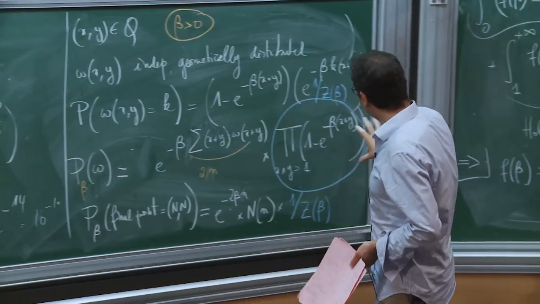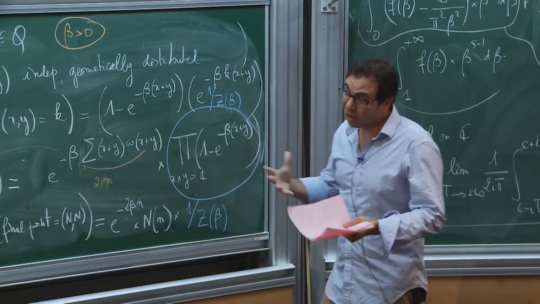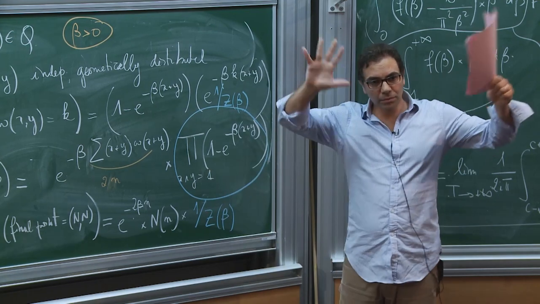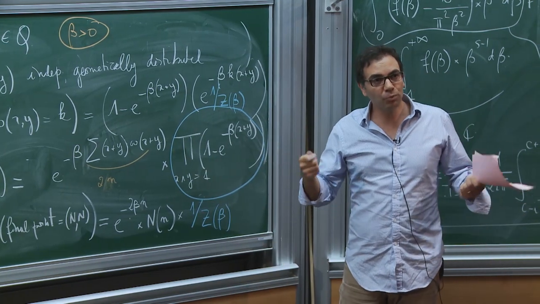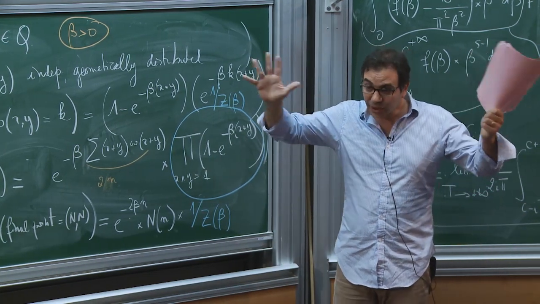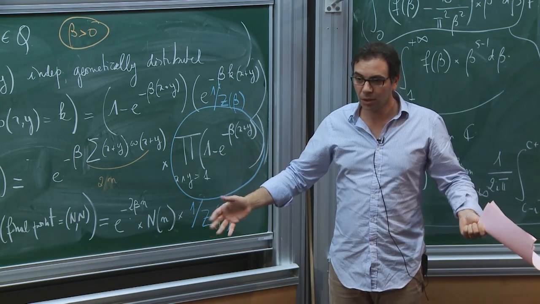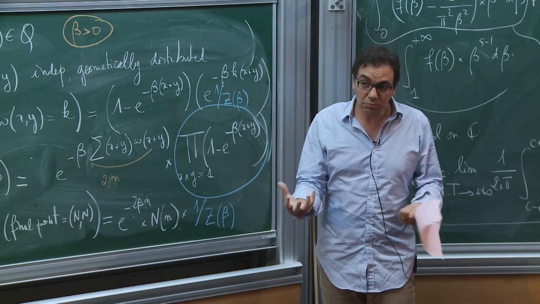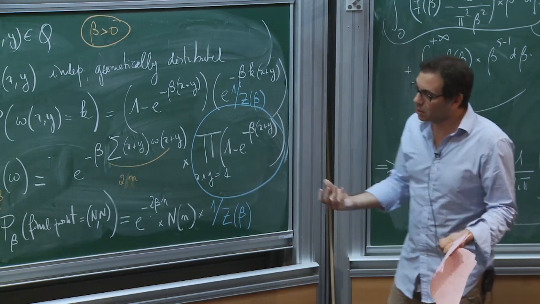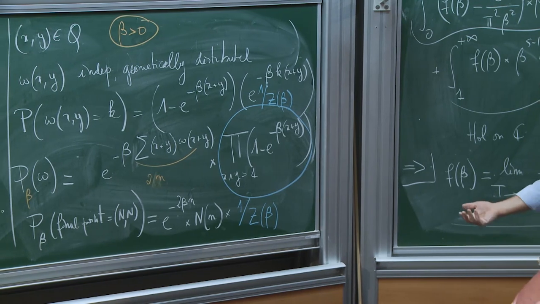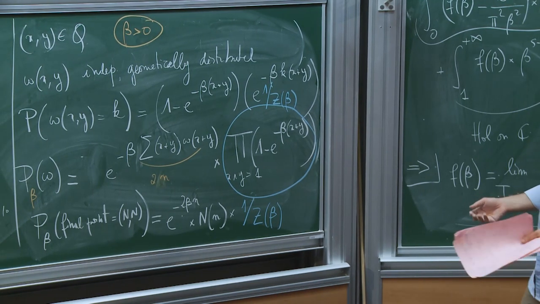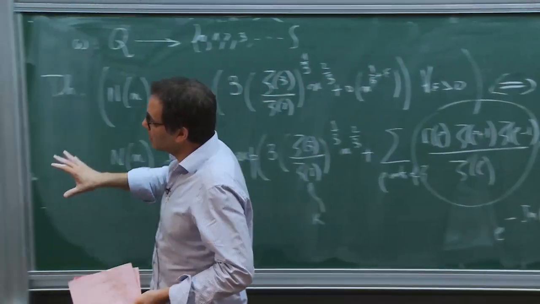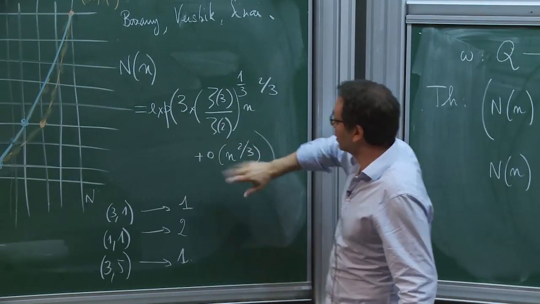He was estimating z of beta with only the use that the set of coprime pairs has an asymptotic density. So it was a very weak material he used. With this only thing, you can only have that.